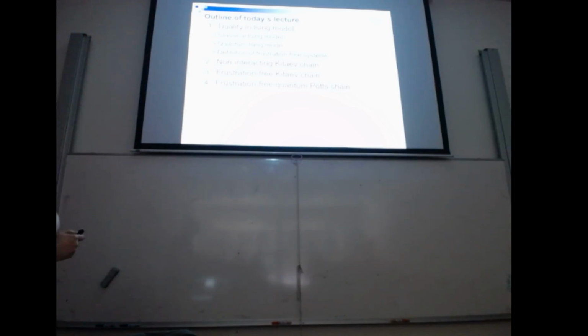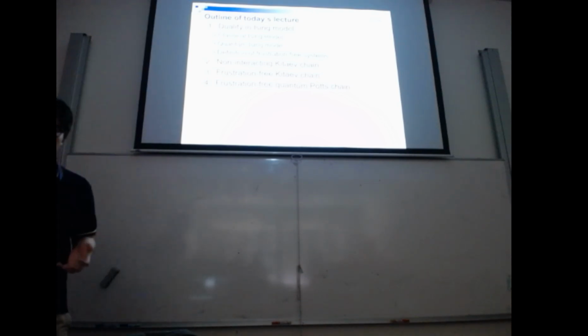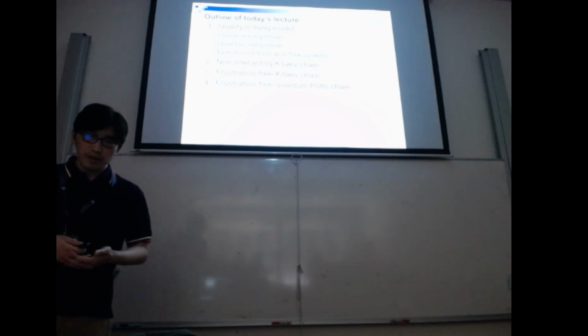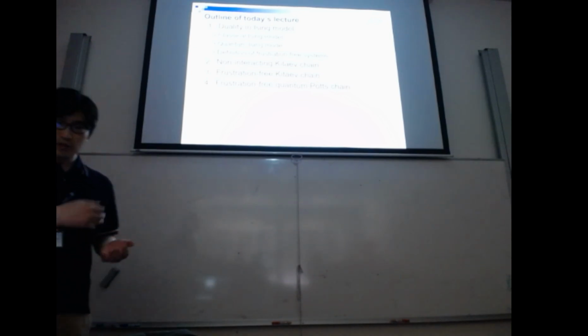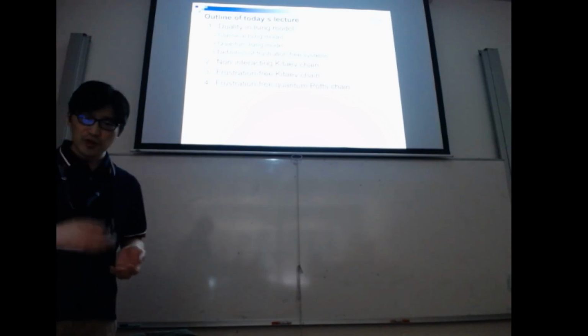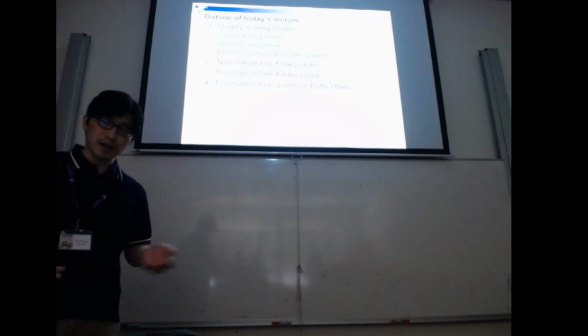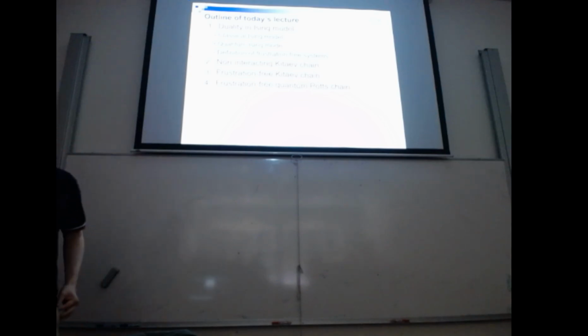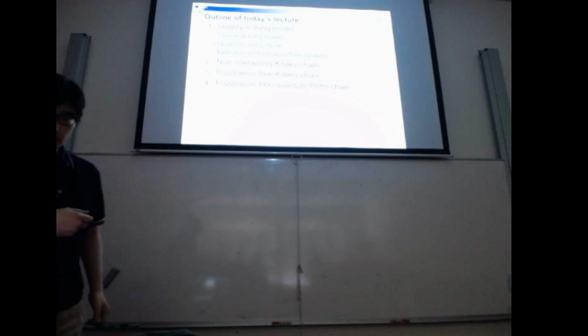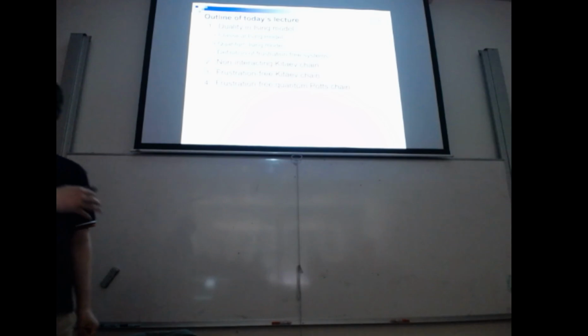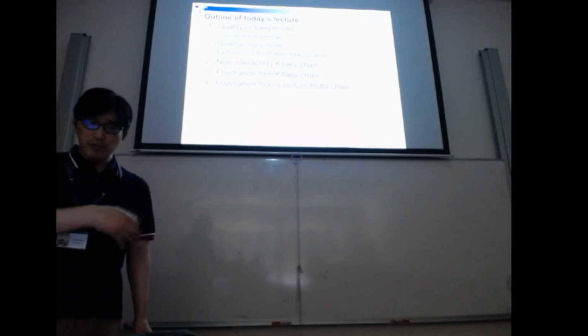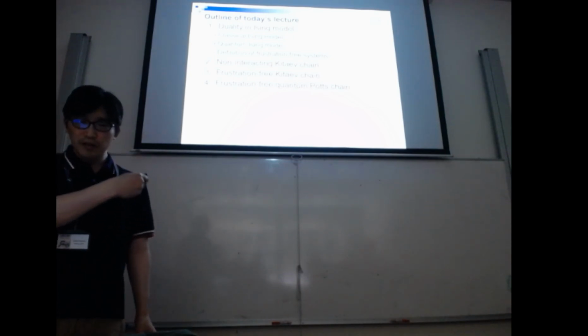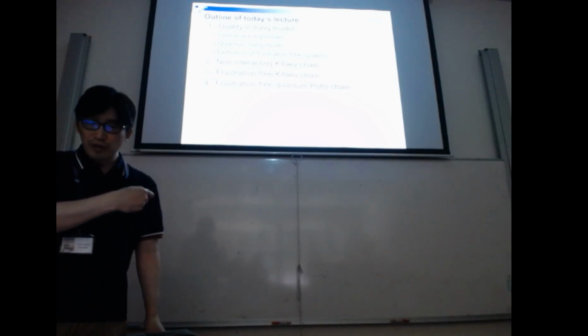And then in the second part, I will introduce the non-interacting Kitaev chain, which is just a free fermion model, right? And then in the third part, I will introduce the frustration-free Kitaev chain, which can include some kind of interaction between electrons. And in the final part, I will introduce some generalization of these interacting Kitaev chains, which are frustration-free quantum Potts chains.